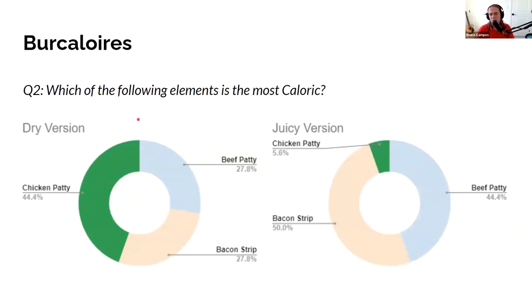The second question was, which of the following elements is the most caloric? Here we have an interesting finding. In the dry version, the chicken patty was again the majority of the answers, and it's the right answer. But in the juicy version, only 5.6% said that, and the majority went for the bacon strip, right? So again, we can assume that they didn't necessarily get the information from the infographic.